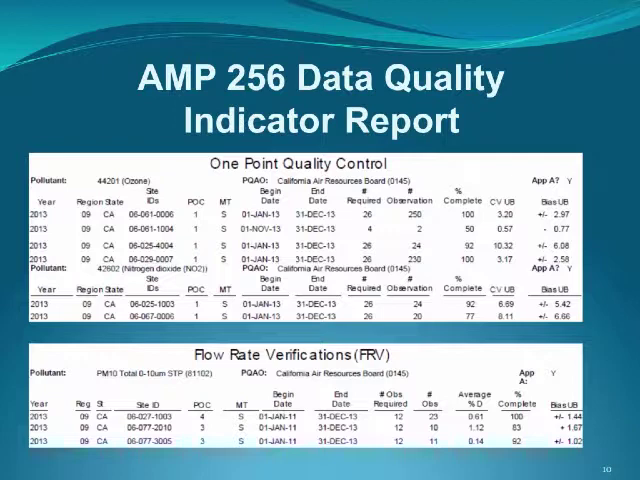Same thing with the flow rate verifications. For continuous PM10, monthly flow rates are required. And as you can see, there's a few sites that did not upload the whole year's information.